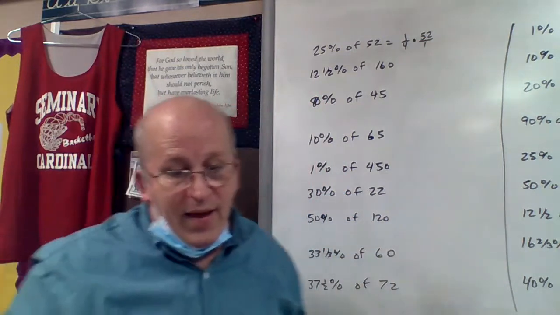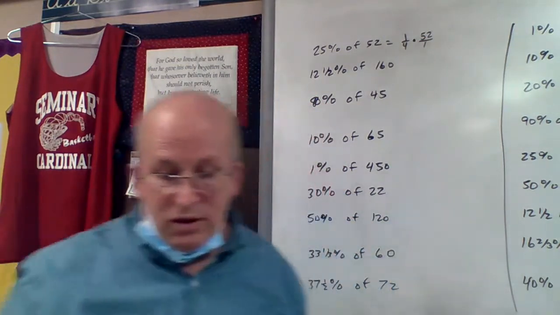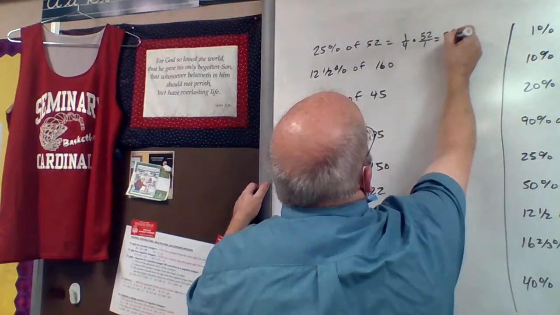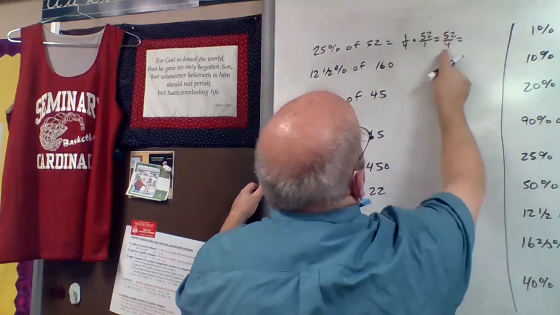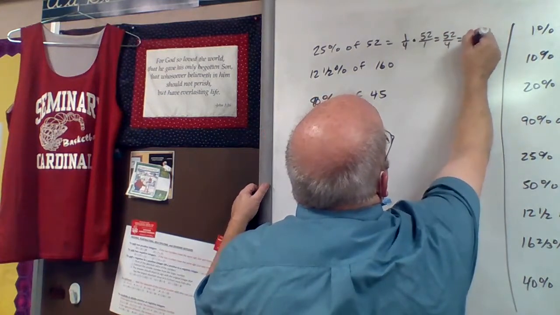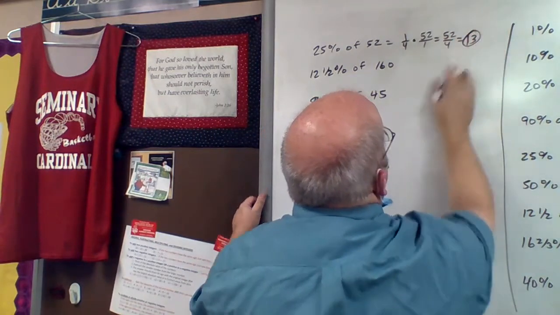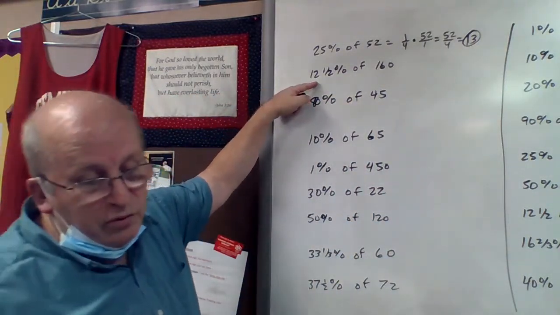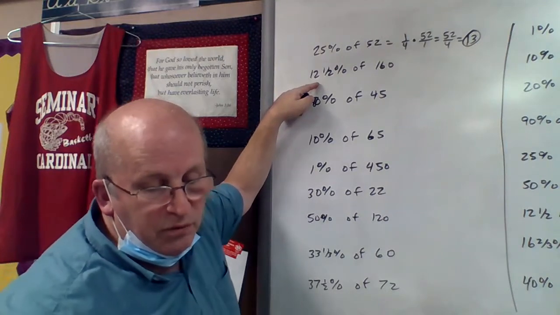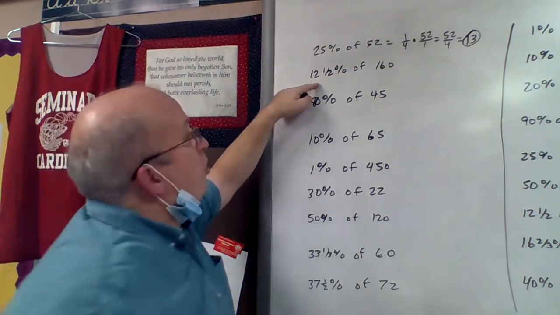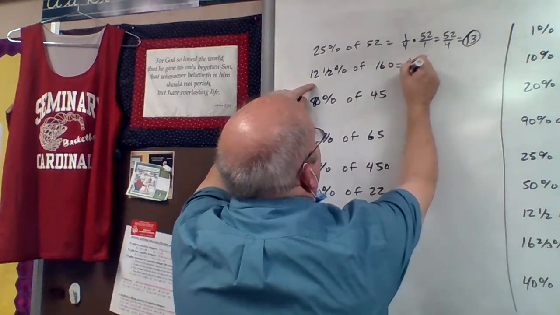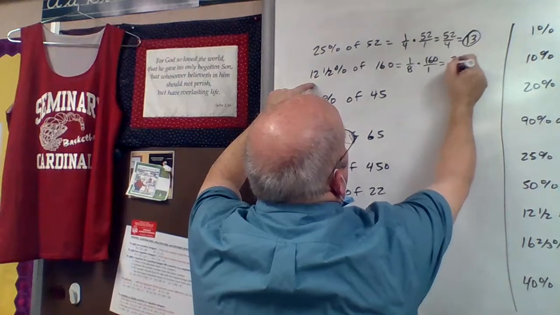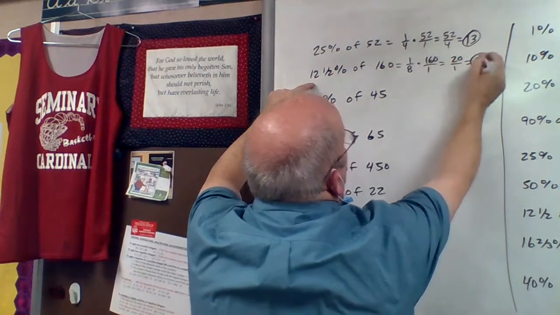Now, we are trying to find these answers mentally. So I would just simply take 52 over 4, and I know that 4 divided into 52 goes 13 times if I do the long division. This one right here, 12.5% of 160. Look at the purple table, find 12.5%. You'll notice that it's the number 1/8. So I'm going to take 1/8 times 160. That's 20 over 1, or just plain 20.